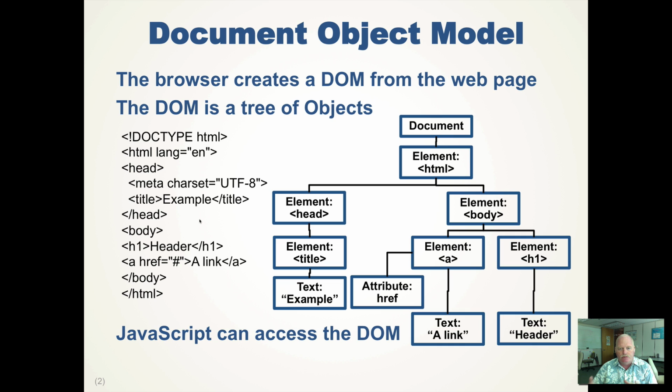So the browser creates this DOM, which is a tree of objects, starting with document, and then it has an HTML element, and inside the HTML element you've got a head element. Inside the head element you have a title element. We also have a meta element that's not shown on the graph. In the body we have an H1 element, we have an A. The link element has an attribute href. It also has text. The text elements are actually elements unto themselves.